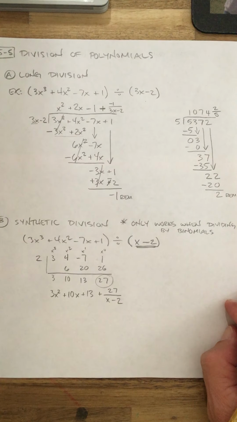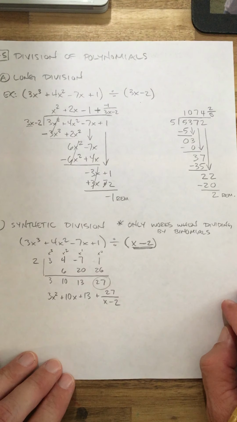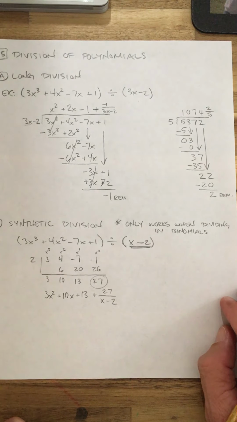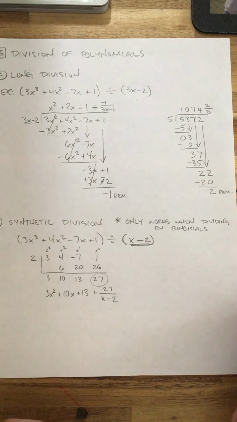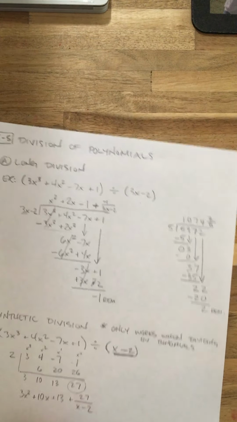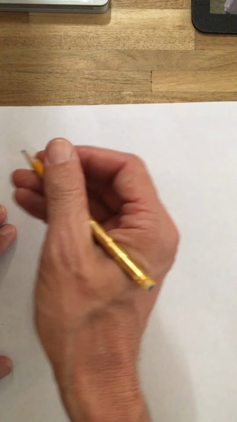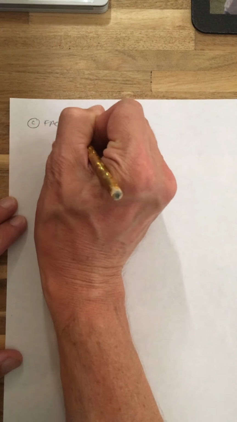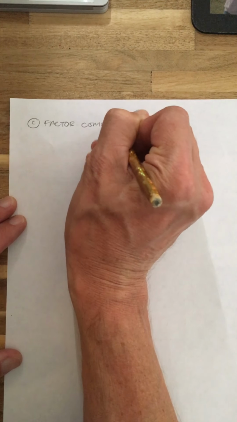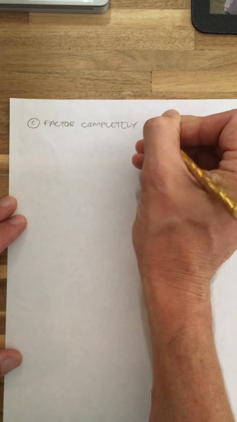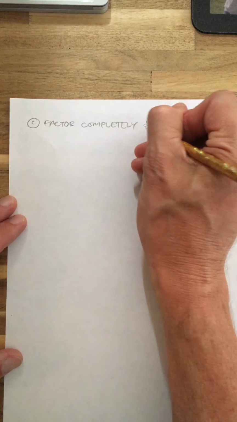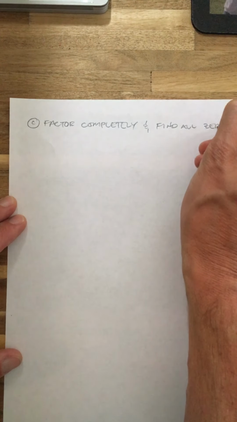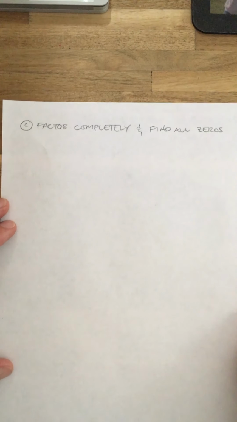All right, so let me give you one more problem. We're going to do this again, and again, just watch my notes over and over if you're stuck. Just watch them again. I'm going to do one more example. Ready? All right, so part C. I'm going to factor completely, then find all zeros.